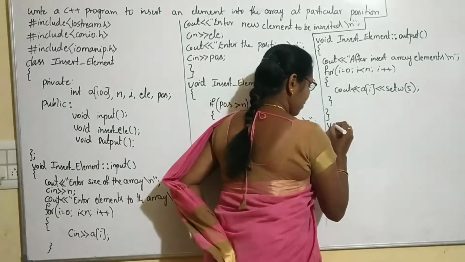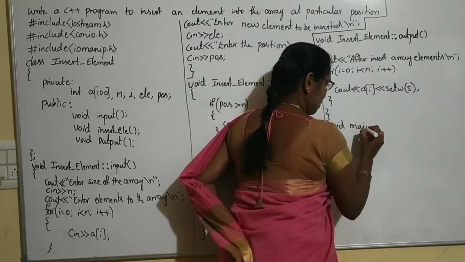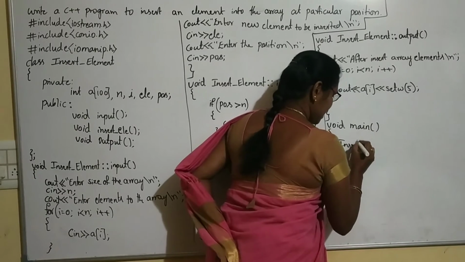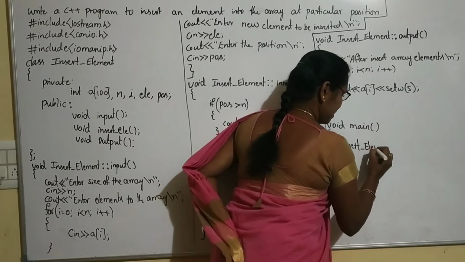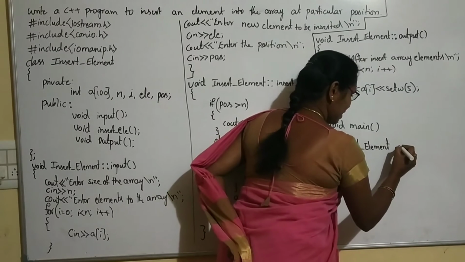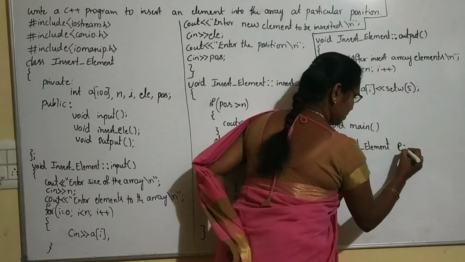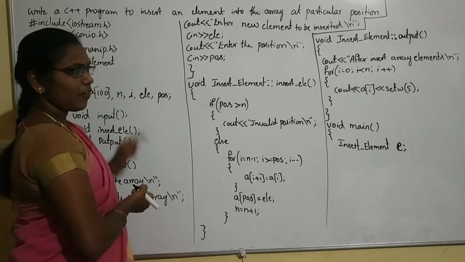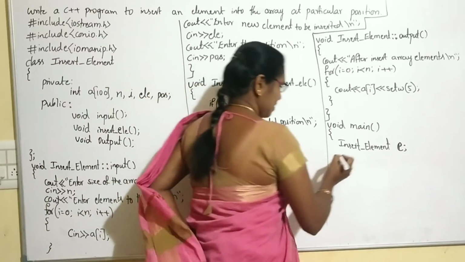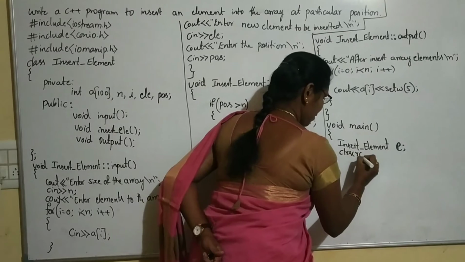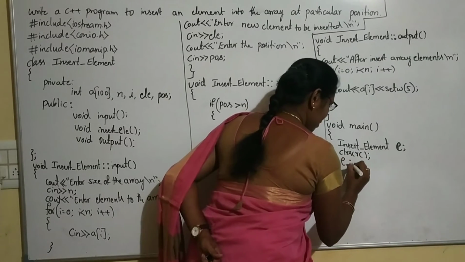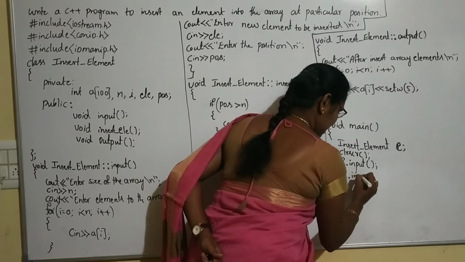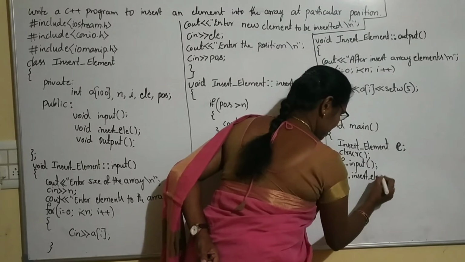Later, we declare the main function of our program with return data type void. The first statement is creation of an object using the class name. The class name is insert element. We create an object E because I is already declared for the for loop purpose. That's why we use the E object. We also add the clrscr function. We call each and every function using the object name E: E dot input, E dot insert ele function.